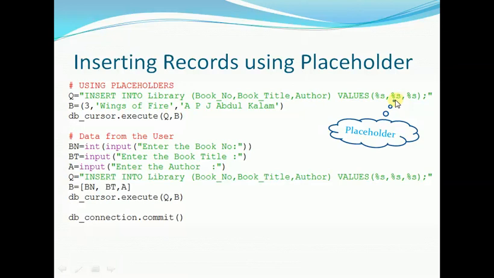Percentage, small letter s, percentage s, percentage s. Three values I want to supply, but I don't know the value yet. Then I am supplying the value as a tuple here in b, book b: 3, Wings of Fire by APJ Abdul Kalam. Then to the execute command, I am supplying the query and also the value for that. q is the query with placeholder and b is the values. I am just giving it as a tuple. Now what will happen? Let us execute and check the program.